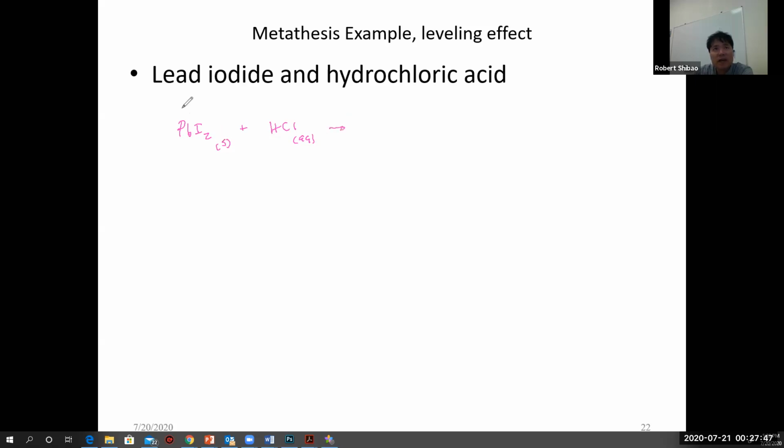Okay, again, this fits the AB plus CD pattern. And so what we're going to do is we're going to switch the anions. Pair up A with D and C with B. So we'll take A, which is lead 2, and pair it up with D, which is chloride. And so we'll need 2 chlorides for every lead. So we'll end up with PbCl2. And then we'll take C, which is H plus, and pair it up with I. So we get HI. HI is hydroiodic acid, so that's aqueous. Chlorides, bromides, and iodides are all soluble except for silver and lead. Oh, this is lead. So lead 2 chloride's insoluble, so that's a precipitate.